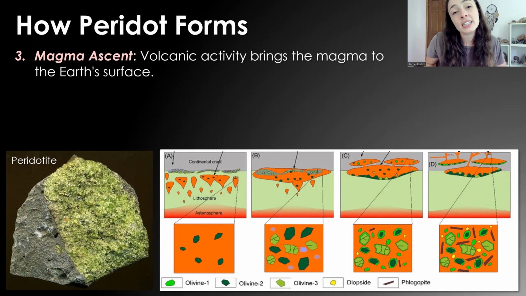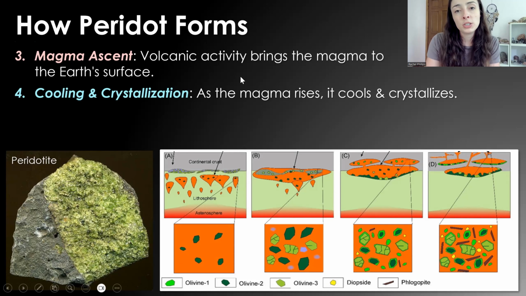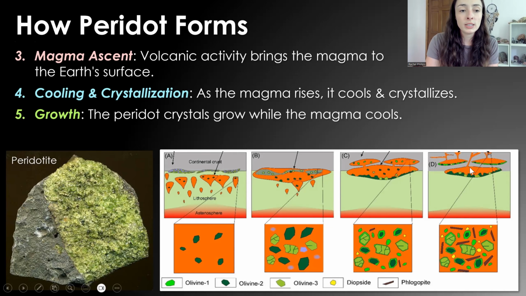So basically, volcanic activity brings this upper mantle peridotite-rich magma to Earth's surface, and cooling and crystallization occurs as the magma rises because temperature lowers as it gets closer to the surface and things start to crystallize. The peridotite crystals grow as the magma cools, and because olivine, and by extension peridot, starts to crystallize at higher temperatures relative to other minerals in the magma mixture, they crystallize out of the magma first, and because of their really high density, they sink to the bottom of the magma chamber.